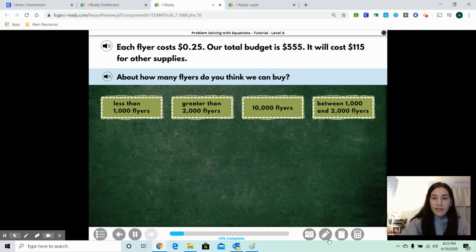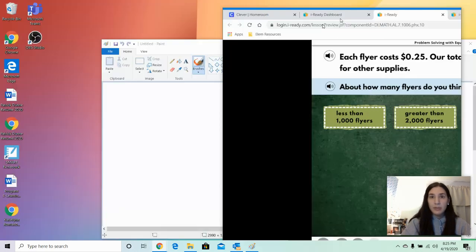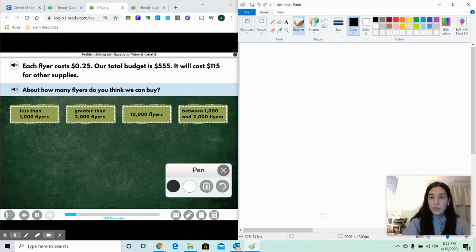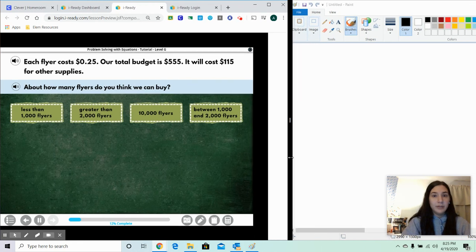Okay, so let's think. If we know that we have $555 total, let's see, can I write out here? No. What I'm going to do is I'm going to pull up Paint. So I'm going to split screen my two screens so I can have a little bit more room to write. That might help us out a little bit.